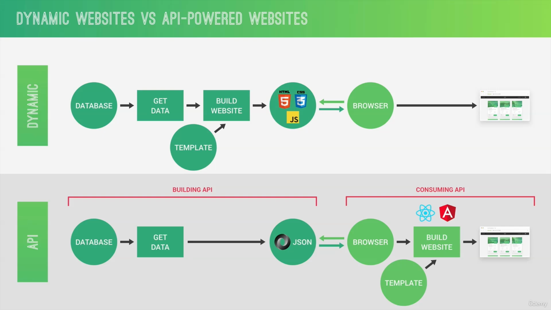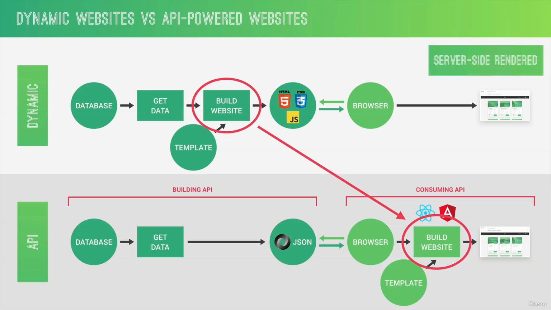So you see that when building an API-powered website, the building phase of the website kind of moved from the backend to the front end, right? Or we can also say it moved from the server to the client. That's why many times you will see dynamic websites being called server-side rendered because they're actually built on the server. On the other hand, API-powered websites are often called client-side rendered, which makes sense, right?